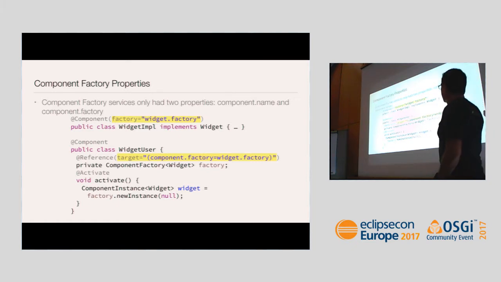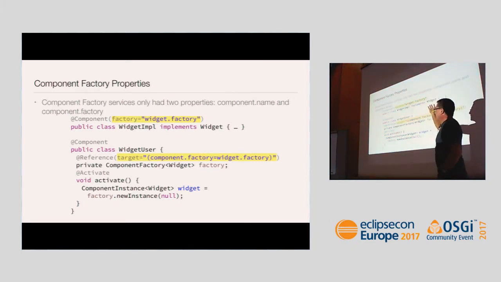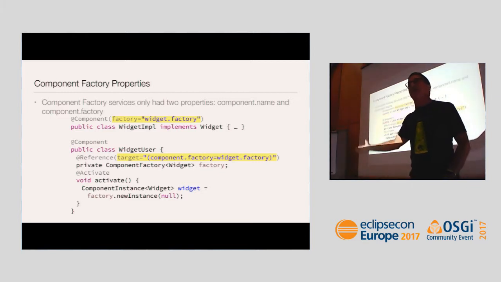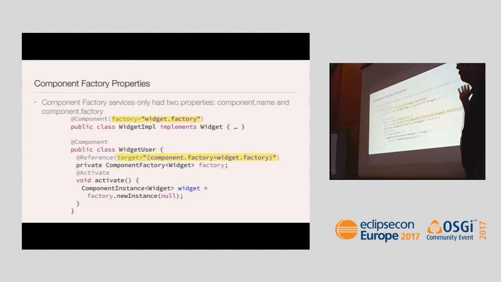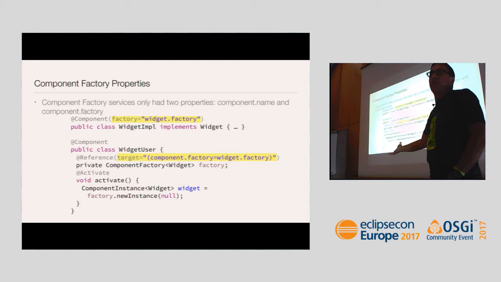So that's fine if you only had one factory, right? There's only one widget factory. You can easily find the widget factory and use him. That's fine. But what happens when there's multiple widget factories and you're trying to figure out which widget factory is the one you want?